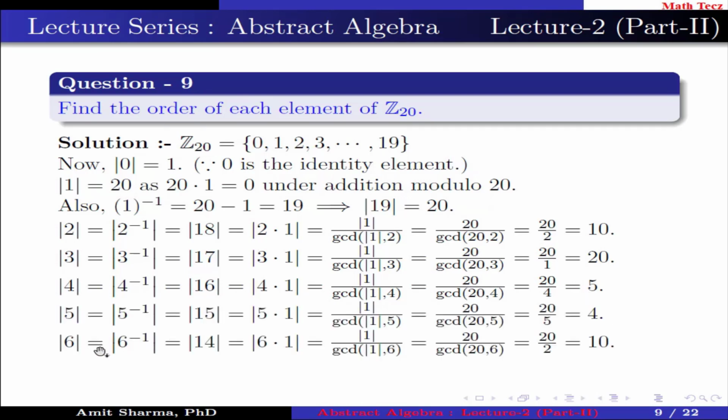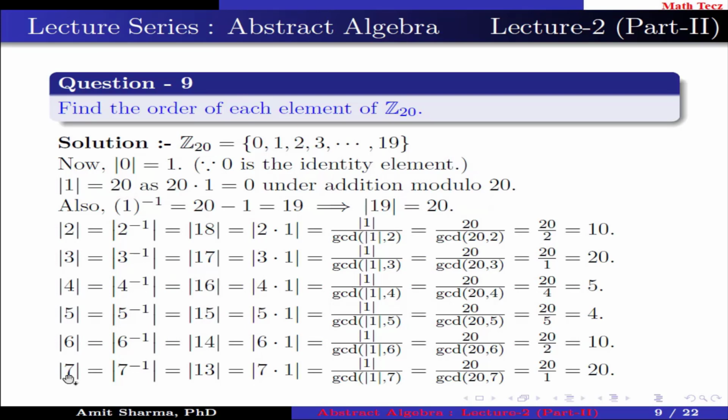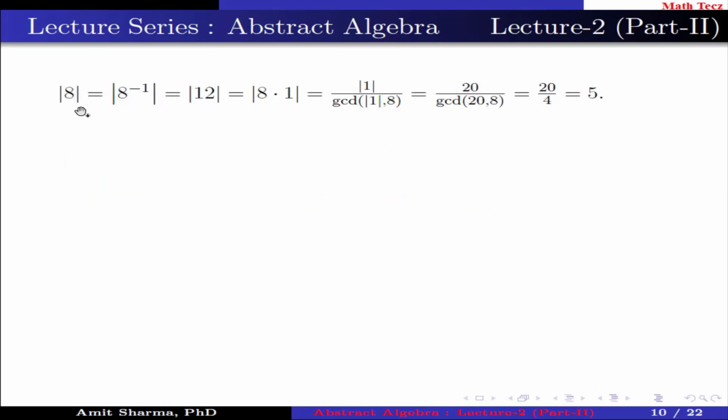Next is order of 6 equal to order of 6 inverse. Now what is 6 inverse in Z20? Is equal to 14, means order of 6 is equal to order of 14, which is equal to 10. Next is order of 7 equal to order of 7 inverse. Now what is 7 inverse in Z20? Is equal to 13. Now order of 7 is equal to order of 13, which is equal to 20. Next is order of 8 equal to order of 8 inverse. Now what is 8 inverse in Z20? It is equal to 12, means order of 8 should be equal to order of 12, which is equal to 5.